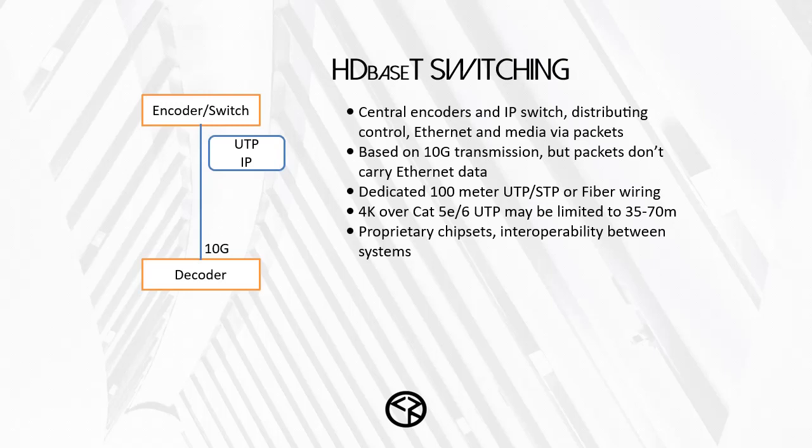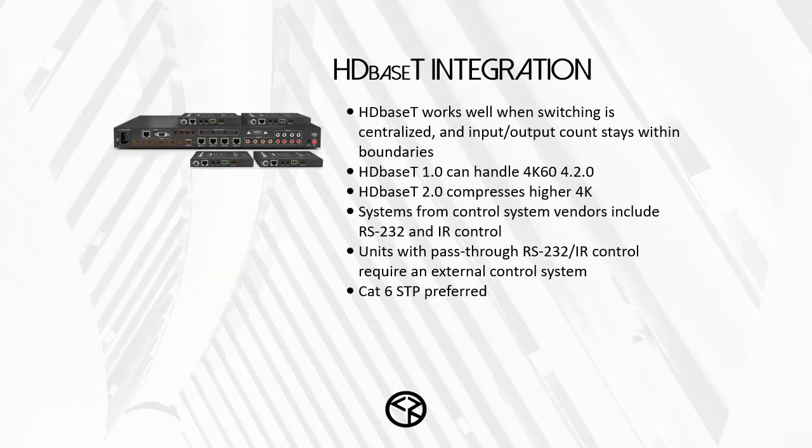4K over Cat5e or Cat6 unshielded may be limited to about 35 to 70 meters. You can get more with Category 6A cable or shielded Cat6 cable. Proprietary chipsets are used to transmit the signal and then decode the signal at the other end, much like an IPTV system. But there's good interoperability between systems and different brands. HDBaseT is still a popular choice by integrators wherever you have a conventional AV switch application.